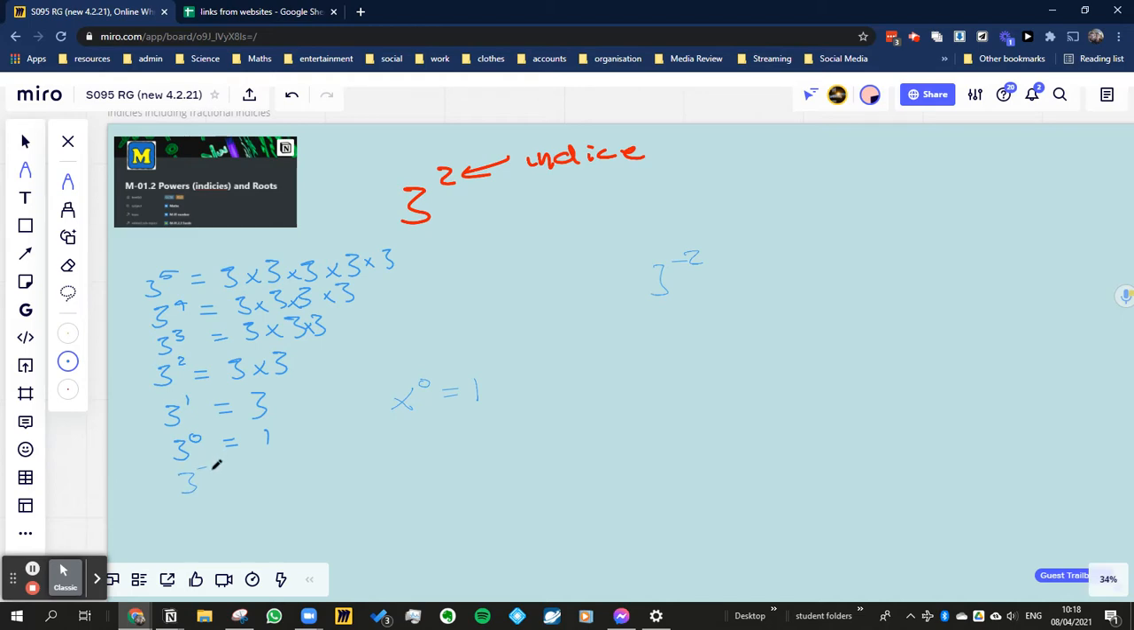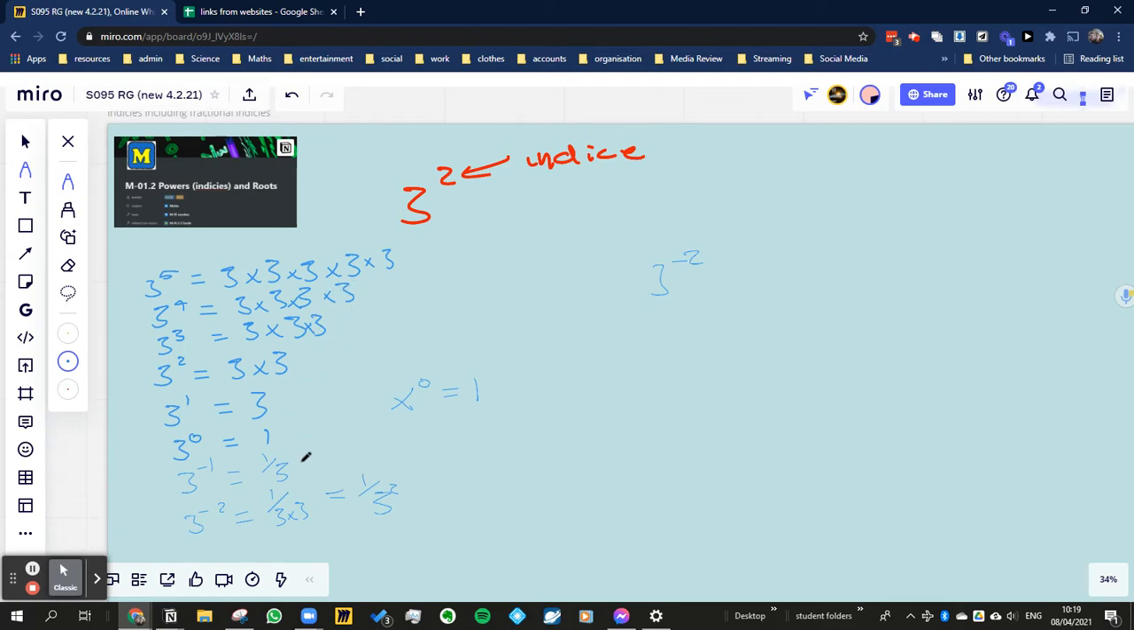Well, 3 to the power of minus 1, we're going to divide it by 3 again, aren't we? So let's have a think about that. And 3 to the power of minus 2. What would be 3 to the power of minus 1 and 3 to the power of minus 2? So as you go down, you carry on dividing it by 3. So you can see here that 3 to the power of minus 1 is 1 over 3. 3 to the power of minus 2 is 1 over 3 times 3. So in actual fact, 3 to the power of minus 2 is 1 over 3 squared.